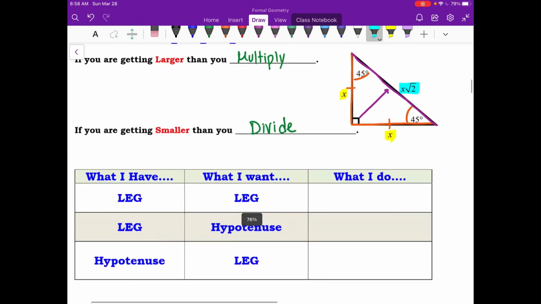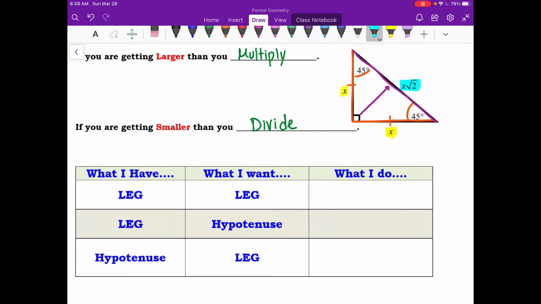So let's fill out this chart. When we have a leg and I want a leg, they're just equal. When I have a leg and I want the hypotenuse, I need to multiply, because we're getting bigger. When we're getting larger, we multiply. We're going to multiply by the square root of 2. And when I have the hypotenuse and I want the leg, I'm getting smaller, I need to divide by the square root of 2.